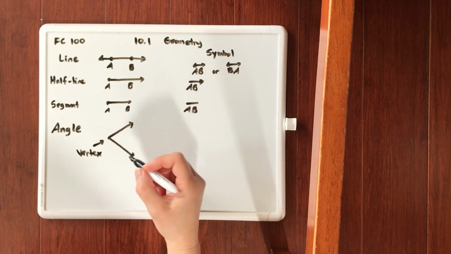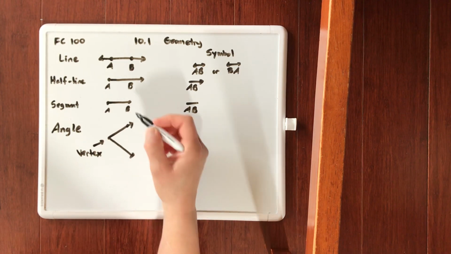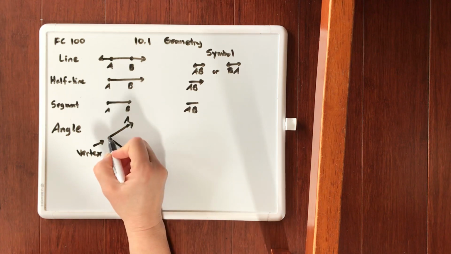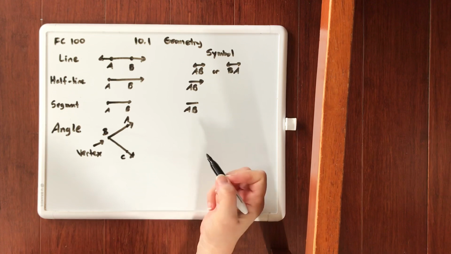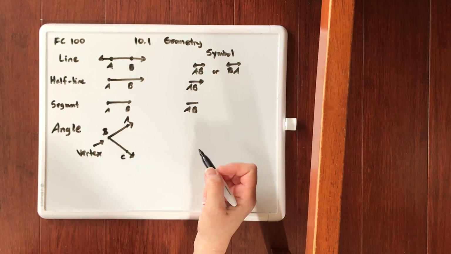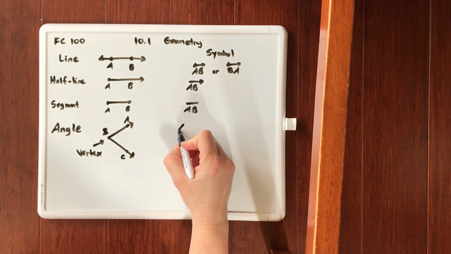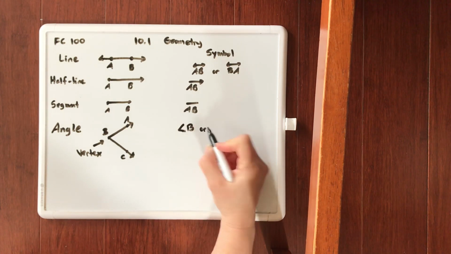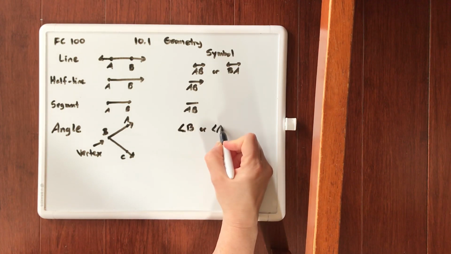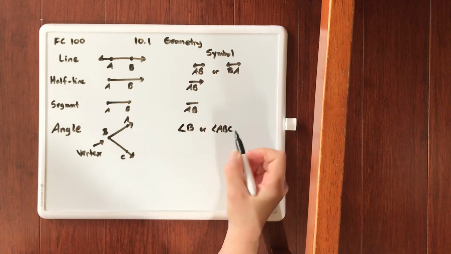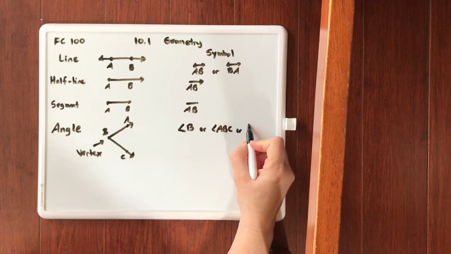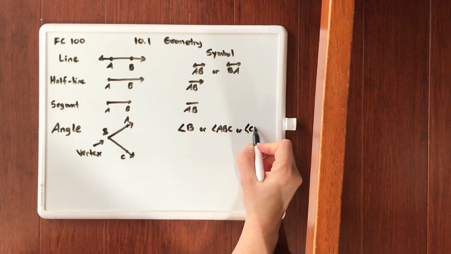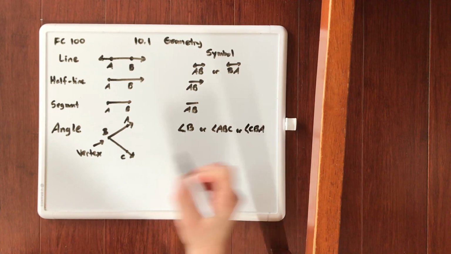Okay? Now, if we label this, I'm going to label this A, and the vertex B, and then C. So how we would write the symbol for this, we could simply just say angle B, or we say angle ABC, where the vertex is in the middle, or we can say angle CBA, once again, as long as the vertex is in the middle.